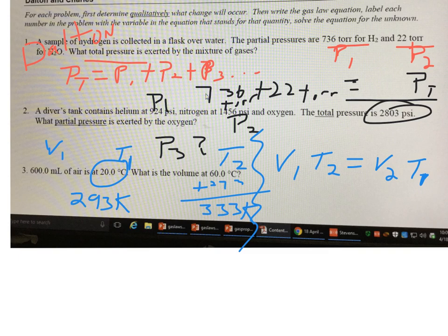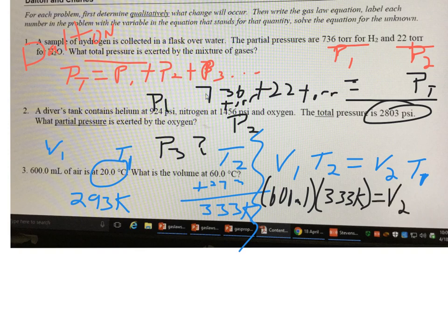V1 is 600 milliliters. T2 is 333 K. Very good. And we're looking for V2.